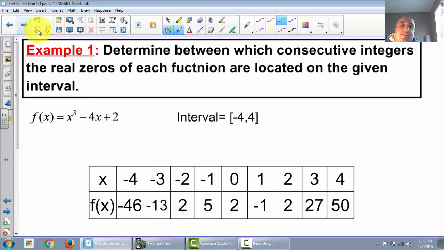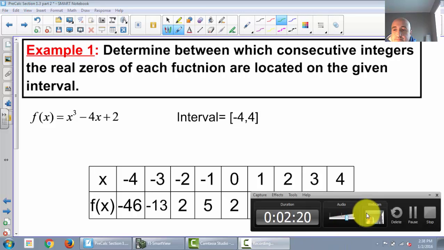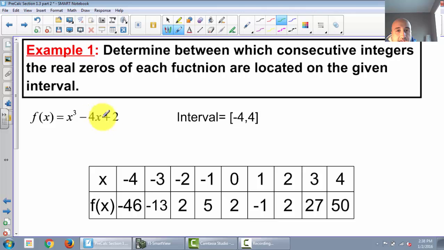All right, so let's look at an example. It says, determine between which consecutive integers the real zeros of each function are located on the given interval. We have a function f of x equals x cubed minus 4x plus 2, which you could graph on a calculator, and it wants us to show where the zeros are between negative 4 and 4.